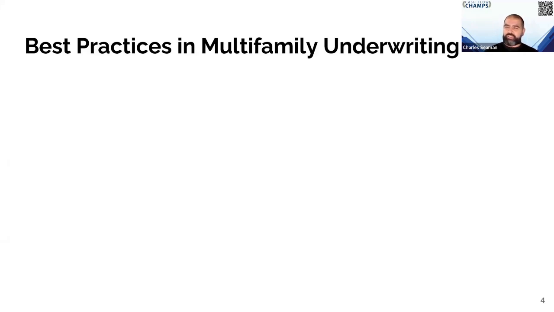Make sure you do the homework to understand what that reassessment looks like, because that's going to be a very, very key component. So those are probably the major things you need to confirm and follow up on after your initial underwriting. Now, what else is important?